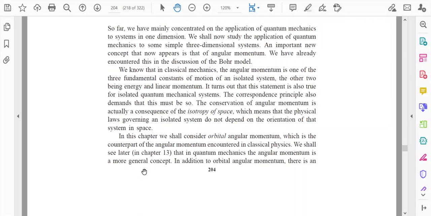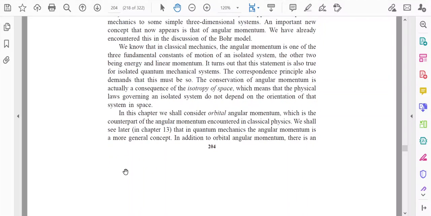In the present discussion, we will confine ourselves to the topic of orbital angular momentum, which is the counterpart of the angular momentum encountered in classical physics. In classical mechanics, we speak of angular momentum, but in quantum mechanics, this terminology is orbital angular momentum.